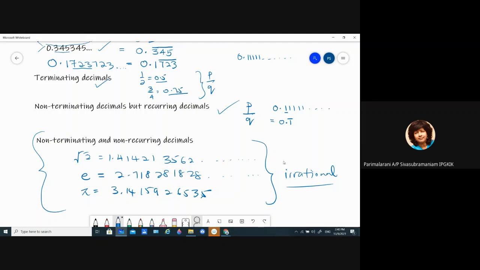So any number that can be written in the form of P over Q, in the form of a fraction, is a rational number. So we know that.